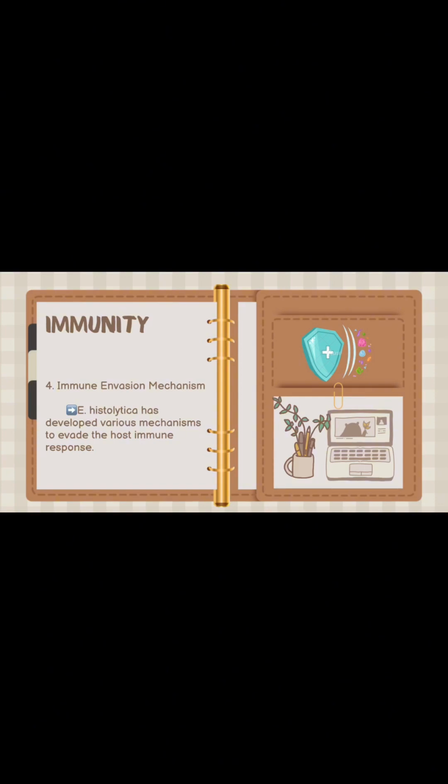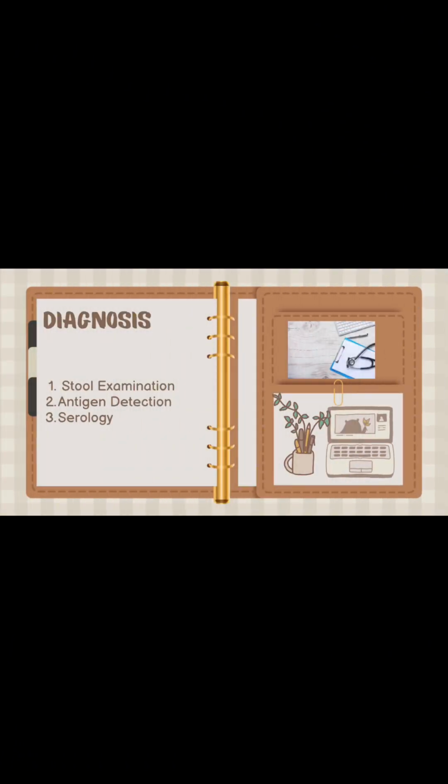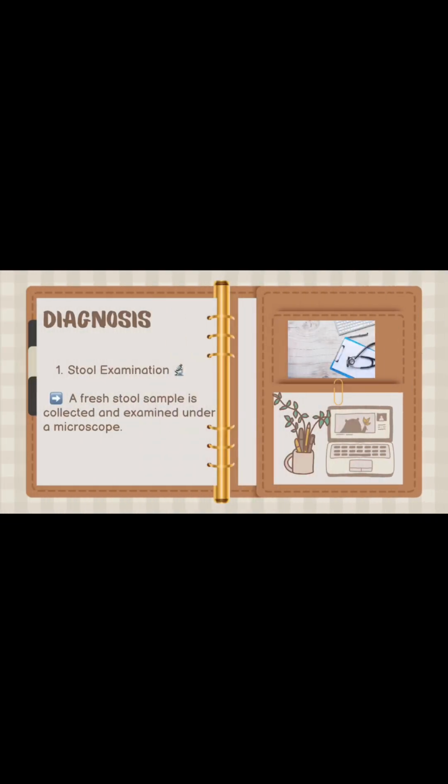Now let's move on to the next, which is the diagnosis. First is the stool examination. Second is the antigen detection. Third, the serology. First, let's talk about the stool examination. A fresh stool sample is collected and examined under a microscope. The stool examination is the most common method for diagnosing Entamoeba histolytica infection, by examining stool samples for the presence of cysts or trophozoites.